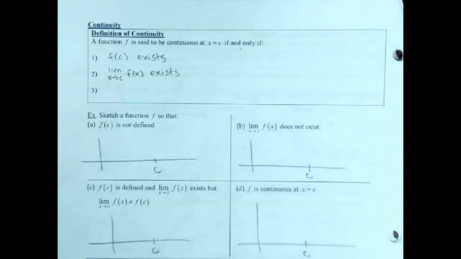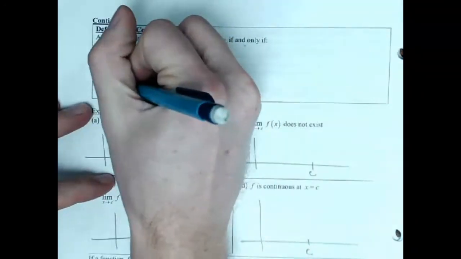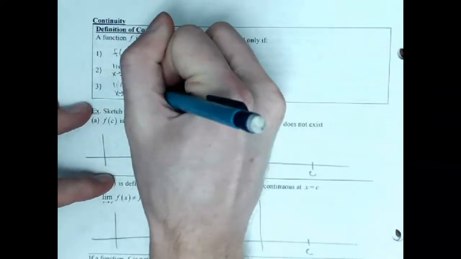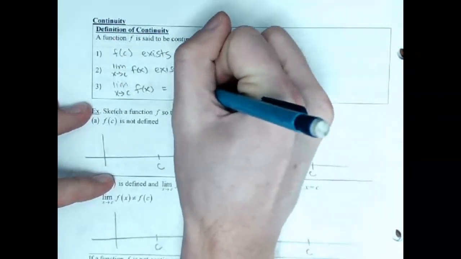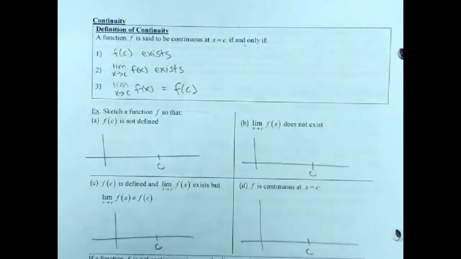And then the third thing, we're going to tie them together. The limit as you approach c has to equal the function value at c. Remember, f of c means there is a solid dot somewhere. That is where the function exists at that specific x value. The limit tells me where it is supposed to be, what's the behavior as I approach from the left and also from the right, and those two things better be the same. And then that third thing kind of ties them together. It says the function exists where it is supposed to exist, right? That limit value has to equal the function value.